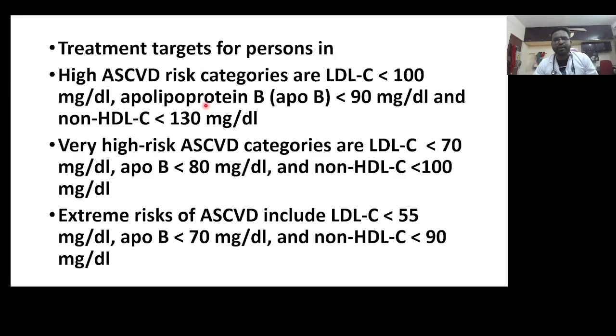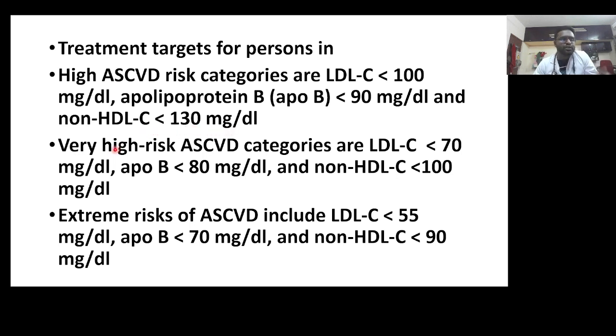So what are the treatment targets? For persons belonging to high ASCVD risk categories, we should maintain LDL-C level less than 100 mg per deciliter, ApoB level less than 90 mg per deciliter, and non-HDL-C level less than 130 mg per deciliter.